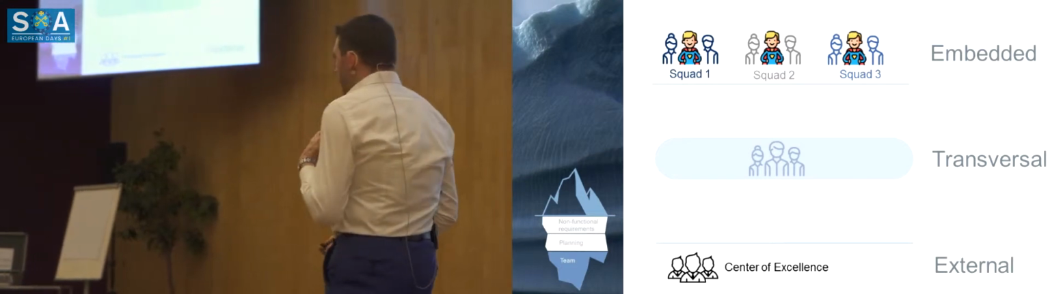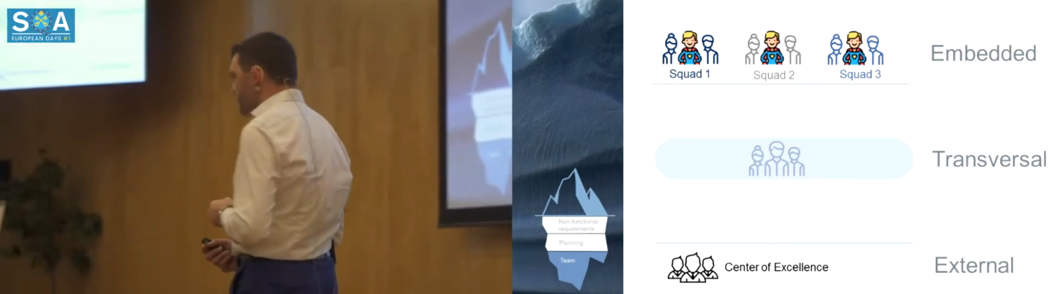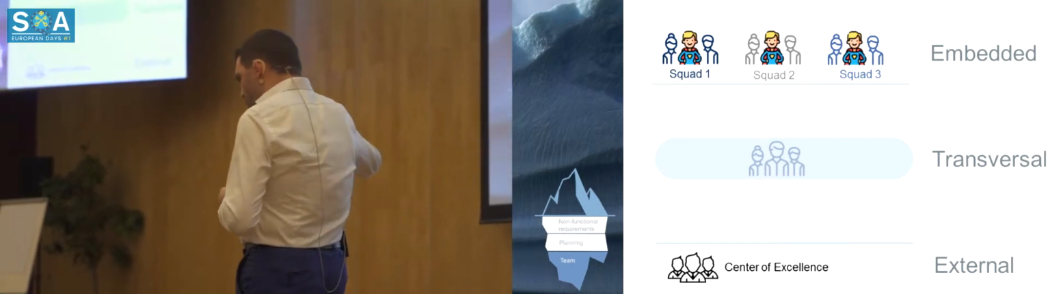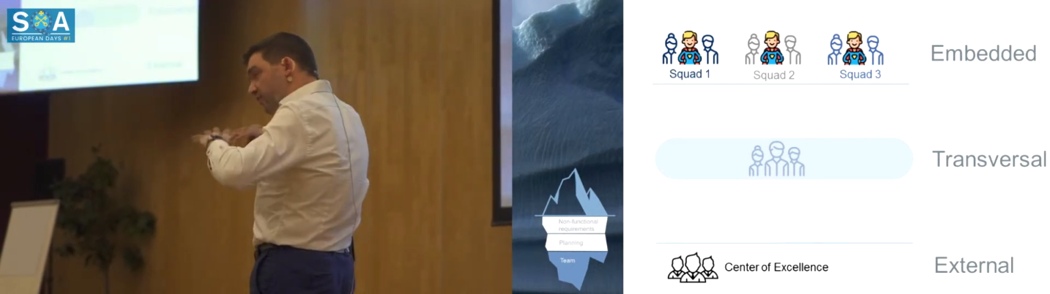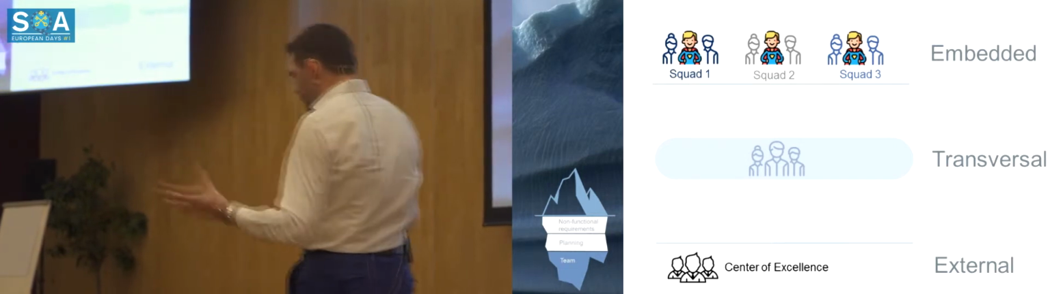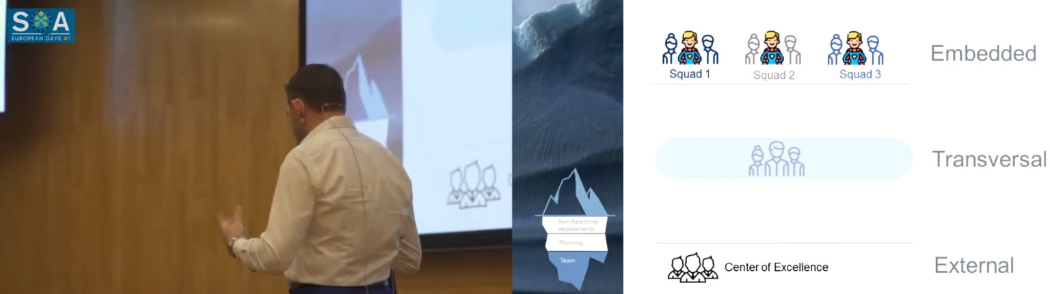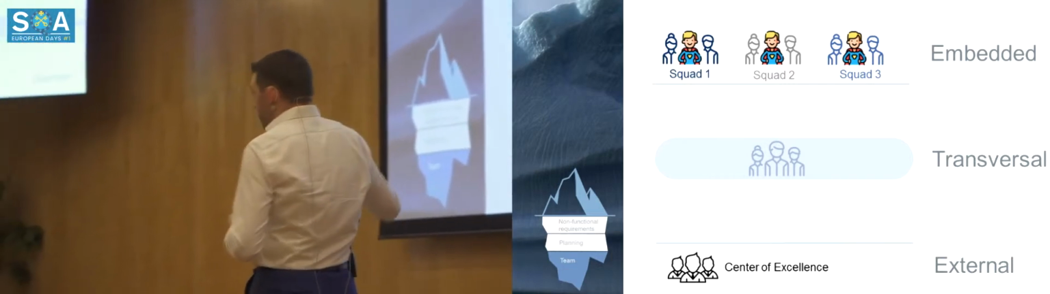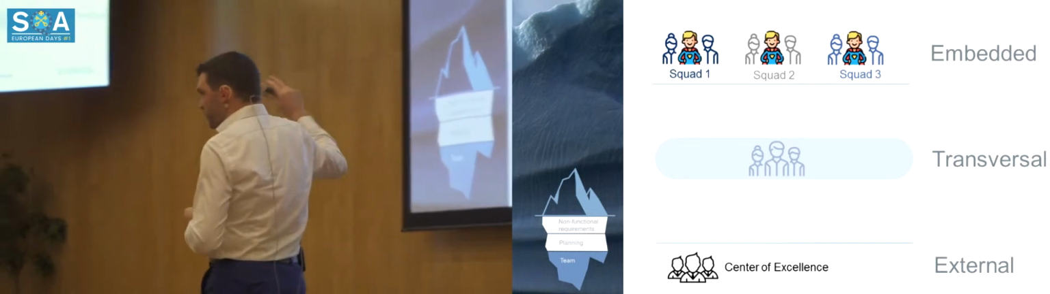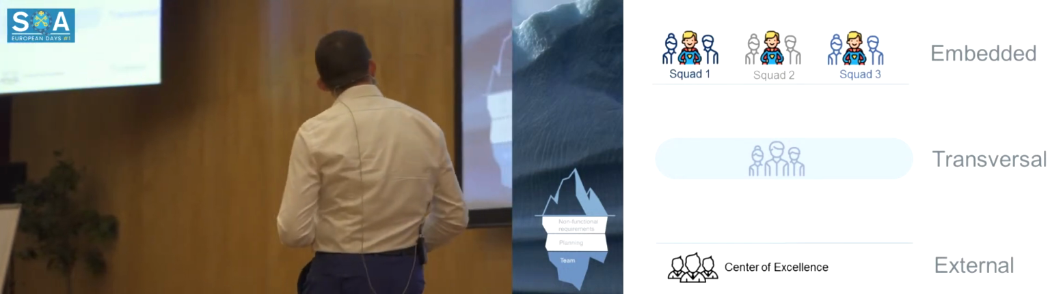So the model where I'm a big believer, is what I call the transversal squad. So create a squad which is fully embraced in your agile, which means it applies the agile ceremonies and so on, has the agile roles, and they are responsible for doing performance testing. In the next slide I will go more in detail.